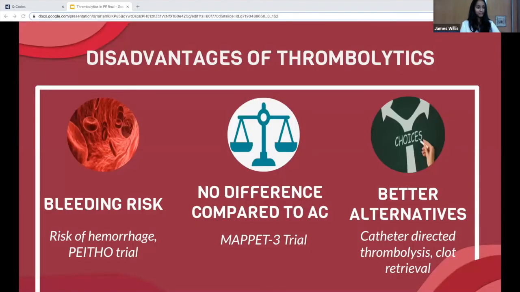So the controversy, like I said, is with submassive PE, where there's more of a gray line. It's more accepted to use thrombolytics in massive PE since they're more hemodynamically unstable. In terms of advantages versus disadvantages for using thrombolytics, one disadvantage that everyone pretty much talks about is the bleeding risk, so the risk of intracranial hemorrhage or any other hemorrhage. In terms of evidence behind that, the PEITHO trial in 2014, a double-blinded, multi-center RCT, looked at about 1,000 patients and compared heparin plus placebo with heparin plus tenecteplase.